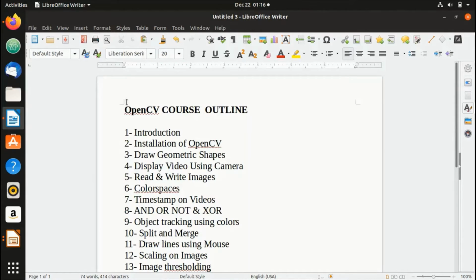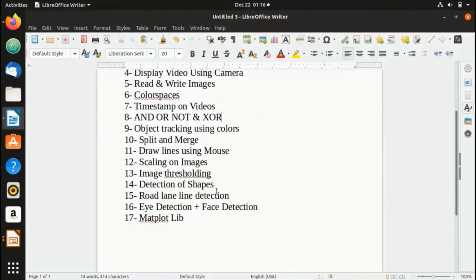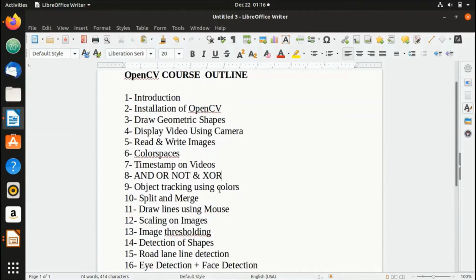Today we are going to talk about an OpenCV course. This is the course outline that we have right here, and these are the 17 most important topics that we have chosen for you. We're going to discuss the topics one by one, and probably we're going to do code examples for all of them.